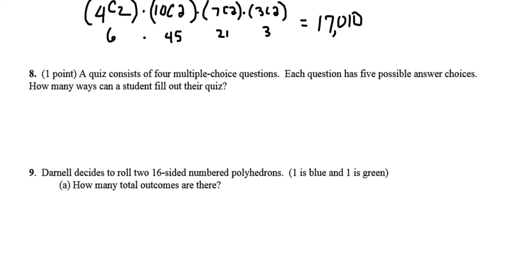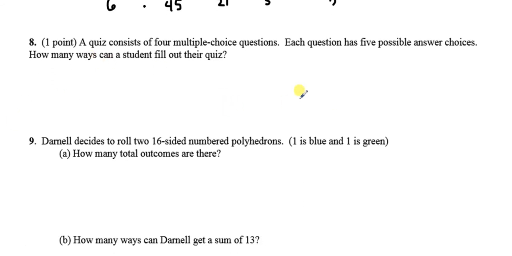Possible combinations. Question 8 messes people up. You have 4 multiple choice questions. So if you think of it, sometimes a picture kind of helps on this. You have question number 1, question number 2, question number 3, question number 4. And it's just going to be the multiplication rule with repeats, because you can pick the letter A for each option.